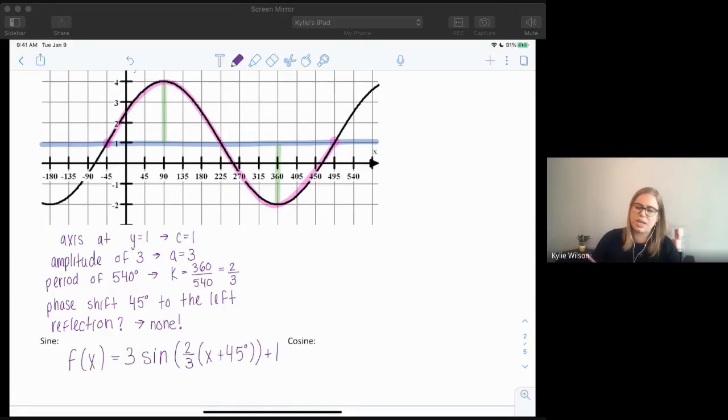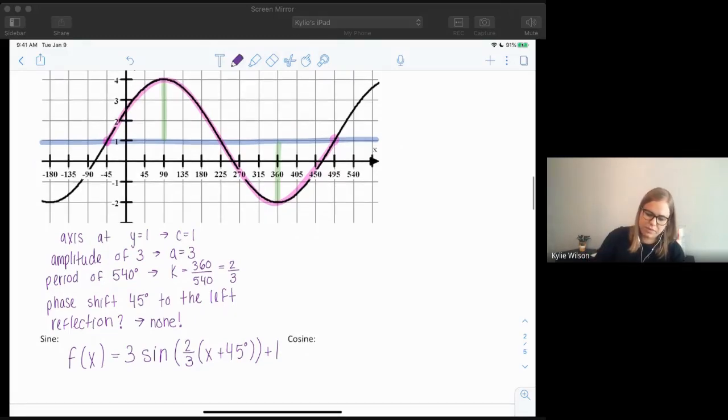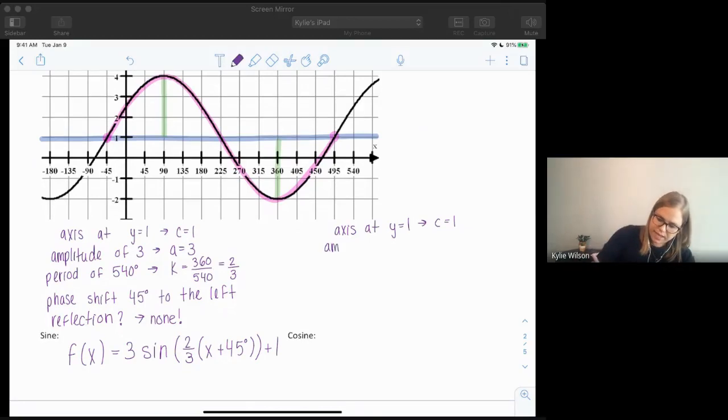Let's try the cosine one now. So we start the exact same way. First, we find our axis. So again, we have an axis at y equals 1. So it tells us that our C value is equal to 1. Then we have an amplitude of 3 again. So our A value is 3 again.